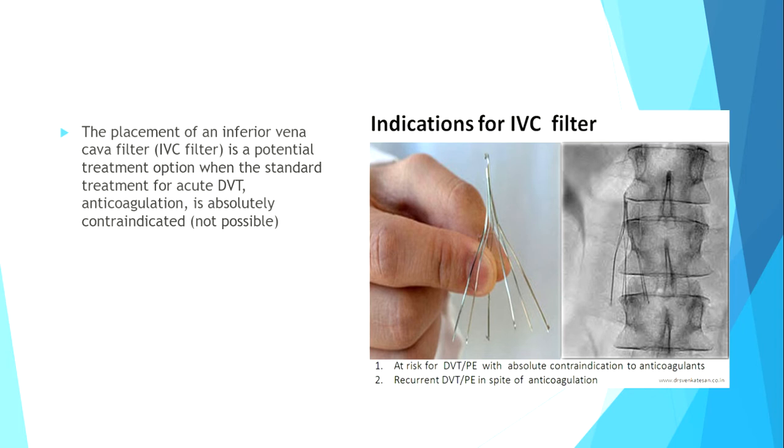In the picture we see an inferior vena cava filter. The placement of an inferior vena cava filter is a potential treatment option when the standard treatment for acute deep vein thrombosis, anticoagulation, is absolutely contraindicated, not possible. For example, in pregnant women.